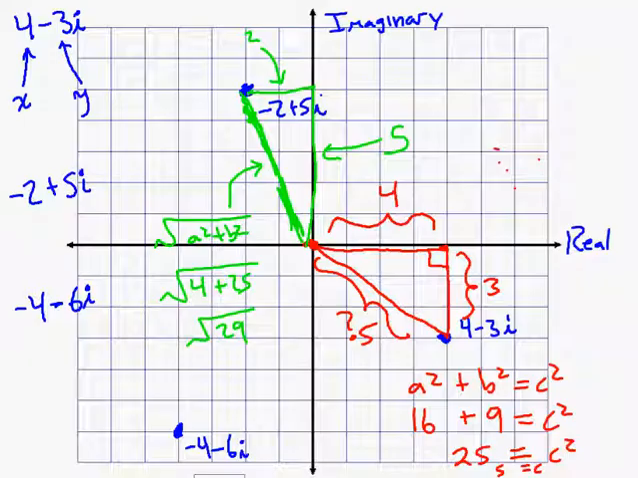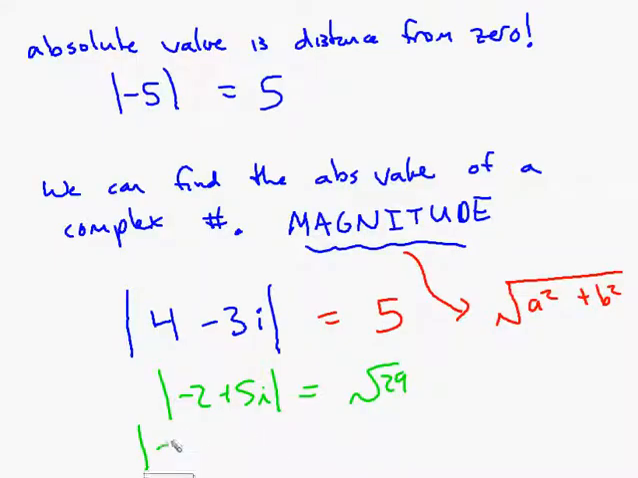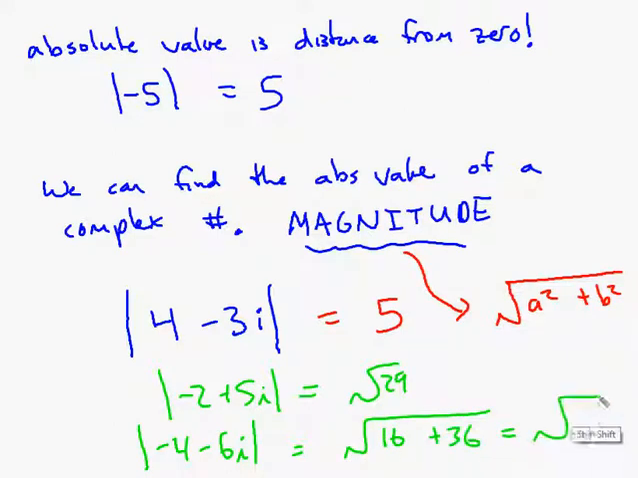Let's do the magnitude of the other one, negative 6 minus 4i. Oops. Or was it negative 4 minus 6i? That's what it was. Okay. Without even graphing, square that, square root it. So 16 plus 36, square root 52. Done. That is the absolute value or magnitude of a complex number.